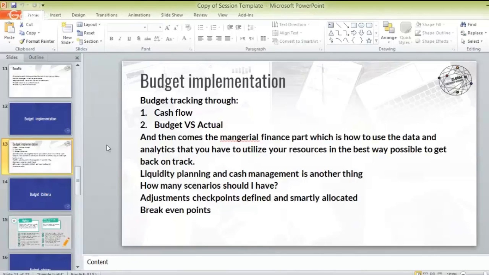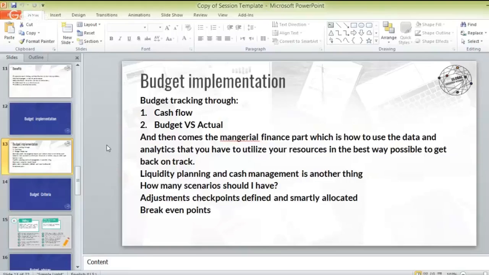One more thing is liquidity planning, cash management. Liquidity planning means knowing how much money you are expecting this month and what the expenses are, but you have to plan your liquidity day by day, or week by week at least, to know that at any point of time you will be capable of fulfilling what you need to do. Cash management is not really about budget implementation, but it is one thing that you have to go through.